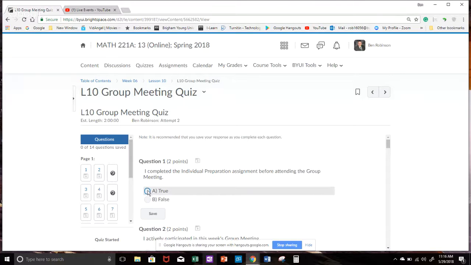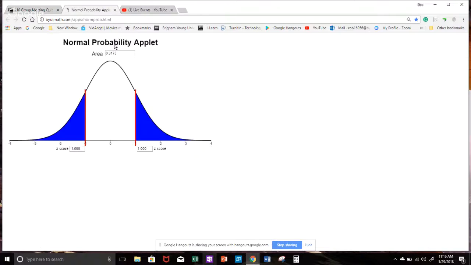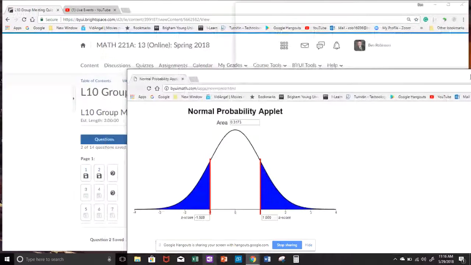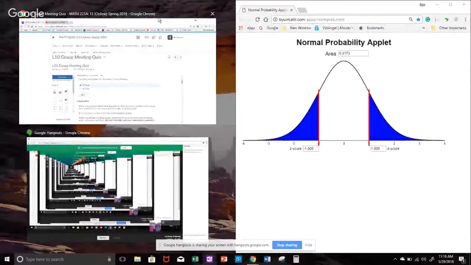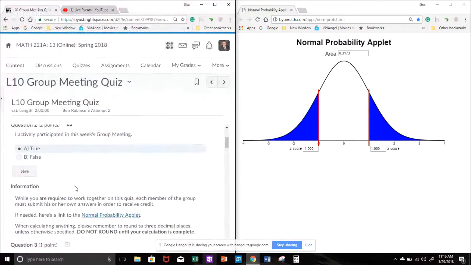Let me just answer these two questions here. And then it looks like we might need this probability applet. So let me get that.